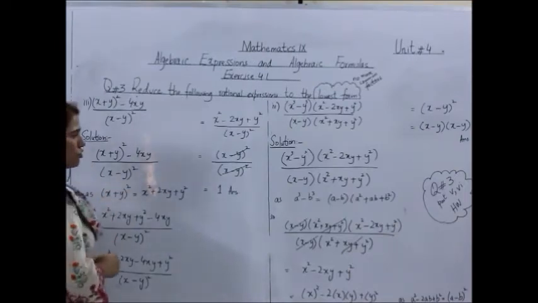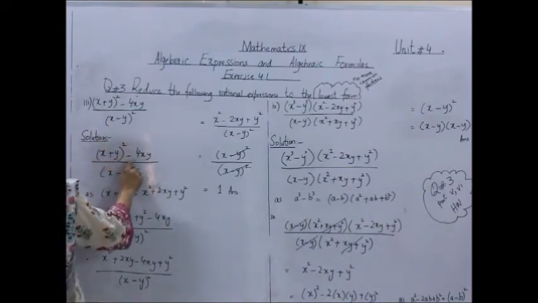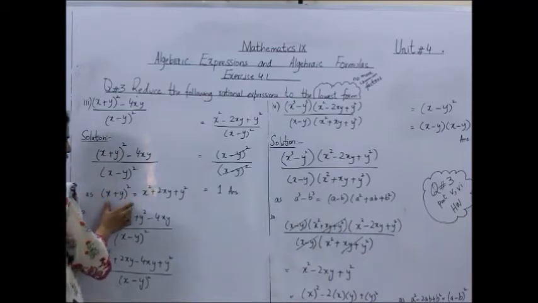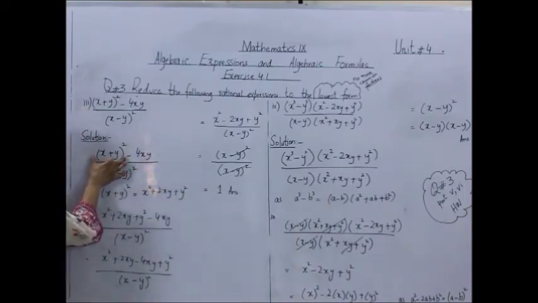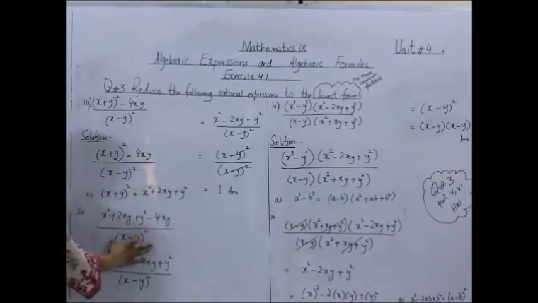Okay, so question number 3 part 3. I have solved these two questions for you. I will just give you a hint of these two questions. Try to solve it by yourself. (x+y)² − 4xy divided by (x−y)². As you have done in class 7th and 8th, (x+y)² means you have to apply the formula of (a+b)². (x+y)² means x² + 2xy + y². We will open it. (x+y)² will become x² + 2xy + y², and this minus 4xy, and again (x−y)² will remain as it is.